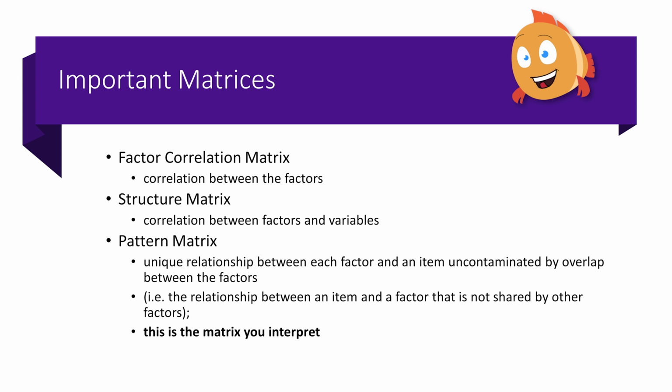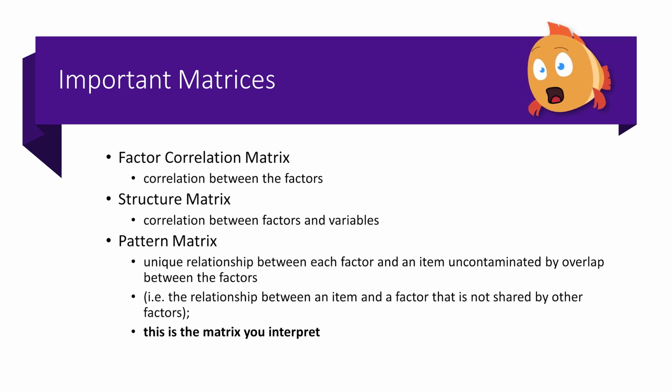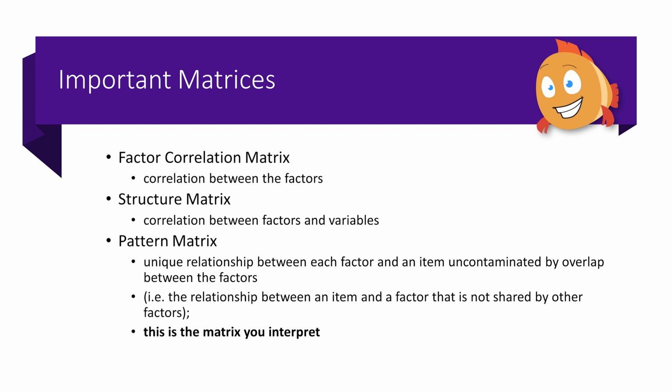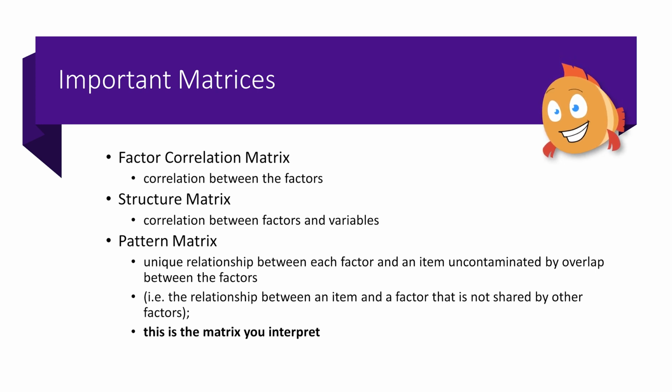All right, so here are the important matrices. Factor matrix. This describes the correlation between our factors. It tells us how our data are related to each other, our big overall data. The structure matrix. That tells us the correlation, so the associations between our estimated factors and the variables we used to make them.